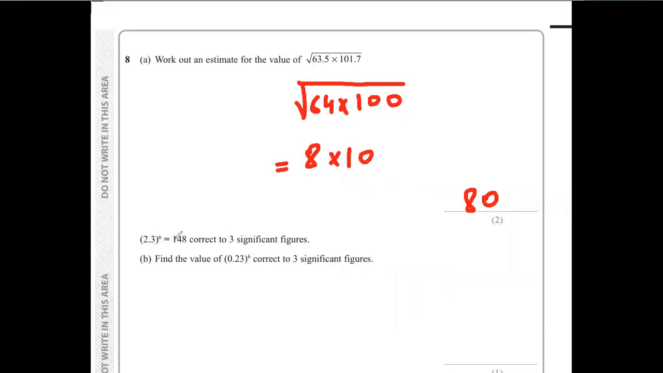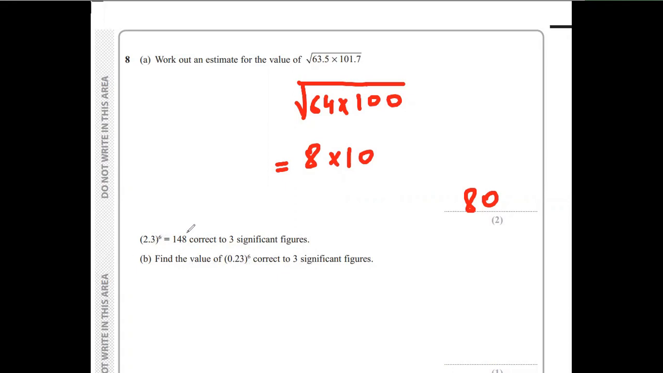2.3 to the power of 6 is equal to 148, correct to 3 significant figures. Find the value of 0.23 to the power of 6, correct to 3 significant figures.